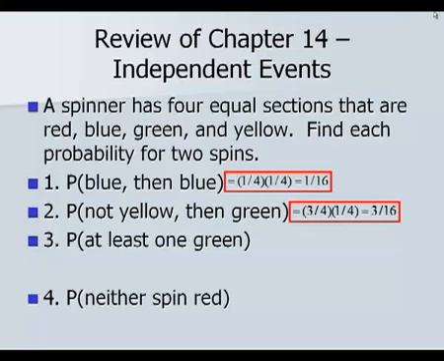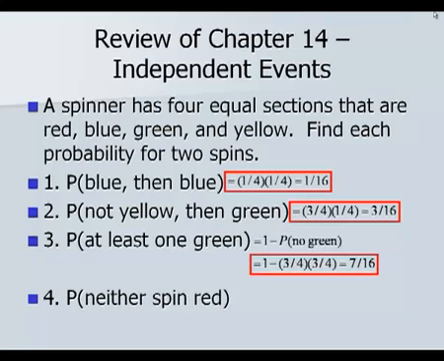The probability of at least 1 green, remember at least we go backwards to work out that answer. We do 1 minus the opposite of this situation. The opposite would be no greens, so 1 minus 3/4 times 3/4, which would be 1 minus 9/16. 7/16 is our final answer.